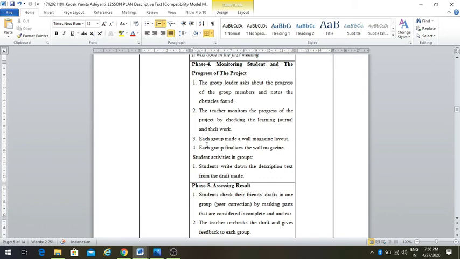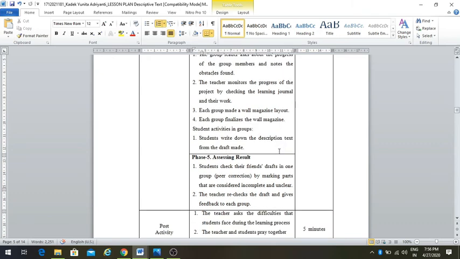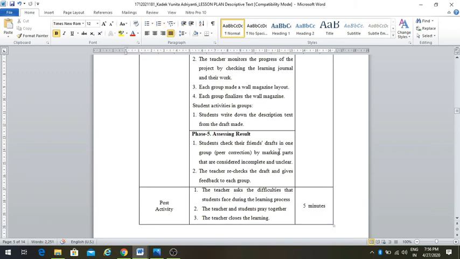And then after that, they also start to make a wall magazine layout with elements they had prepared at home. Then each group finally finalizes the wall magazine. I hope it is clear. And then in the post activity, the teacher asks about the difficulties that students face during the learning process. And also the teacher and students pray together, and then finally the teacher closes the learning. So that's about the second meeting.